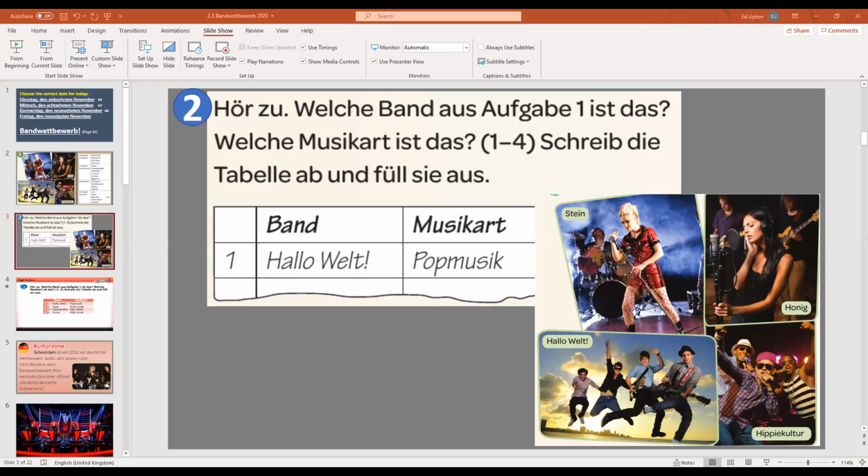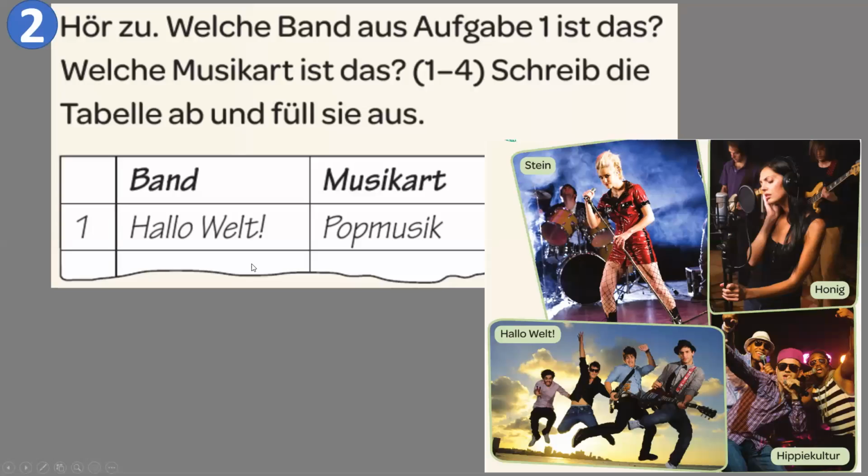Einheit 3. Bandwettbewerb. Seite 34. Aufgabe 2. Hör zu. Welche Band aus Aufgabe 1 ist das? Welche Musikart ist das? Schreib die Tabelle ab und füll sie aus.